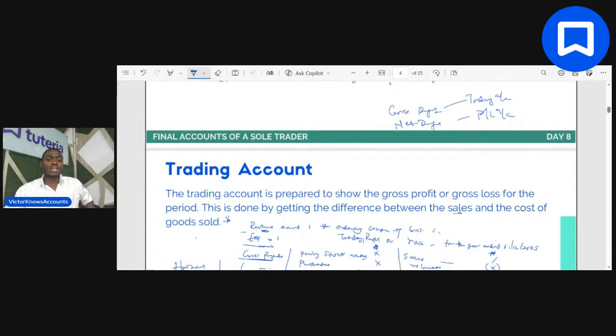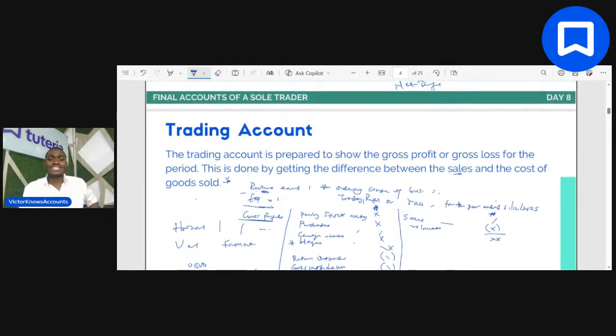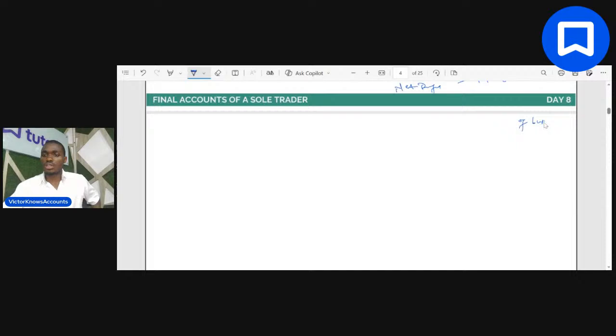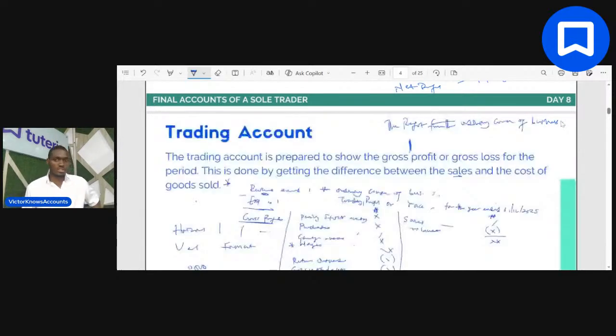the period. So when you are talking about this one, we are saying at the end of the period, you have to know the gross profit. Now, when you are talking about gross profit, you are talking about the profit from the ordinary course of business. Do you understand that? So the profit that the organization has made from doing its normal business, ordinary course of business, normal business.